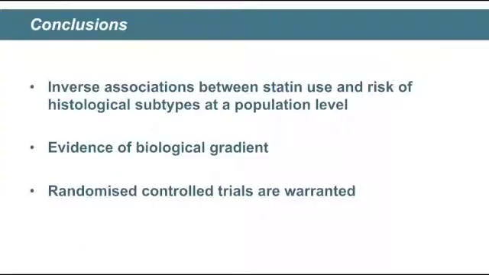In conclusion, we demonstrated inverse associations between statin use and risk of the histological subtypes of esophageal cancer at a population level. Inverse associations were most convincing for esophageal adenocarcinoma and esophagogastric junctional adenocarcinomas. The strong inverse associations with dose and duration responses, together with plausible anti-cancer mechanisms, lend support to a causal association. While we would not advocate chemopreventive statin use at a population level, our data supports the development of randomized controlled trials, possibly in those at high risk.